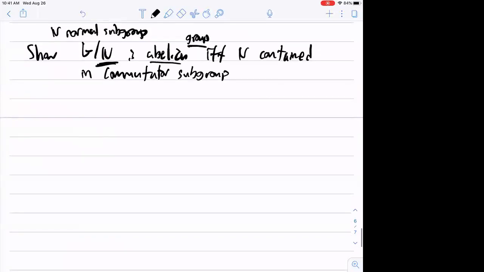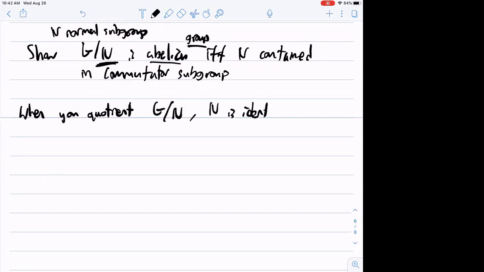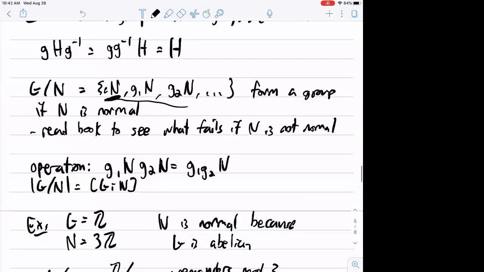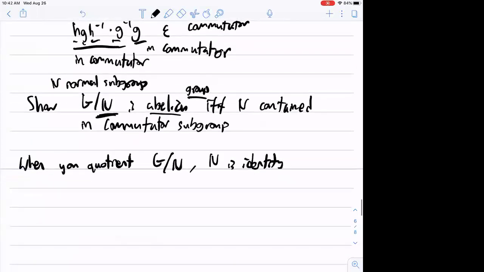So in G mod N, N is the identity. It makes sense because the operation is given by this: eN times g1N, following this notation, is e g1 N, which is g1N. So N is clearly the identity. Basically we make N the identity.